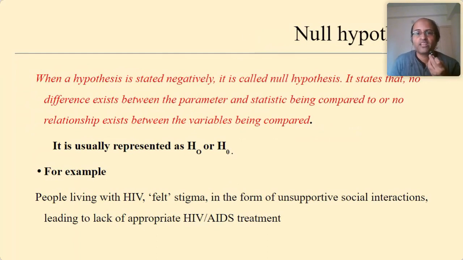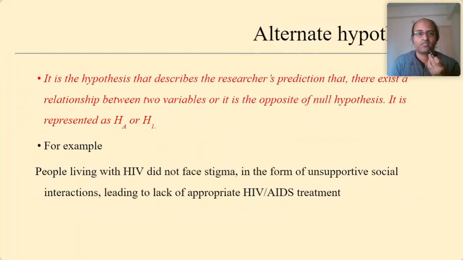Now, in case of alternative hypothesis, it's completely opposite. It is opposite to null hypothesis. So we are meeting the criteria that we need. So we have a specific hypothesis and the outcome is as expected for the hypothesis. So it's alternate. For example, people living with HIV do not face stigma in form of social interactions. So if that is correct, then it's alternate hypothesis. Otherwise, you will be having it as a null hypothesis. So the question of yes or no is the one which decides whether the hypothesis goes towards null or towards the alternate one.